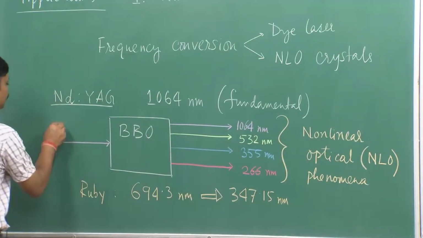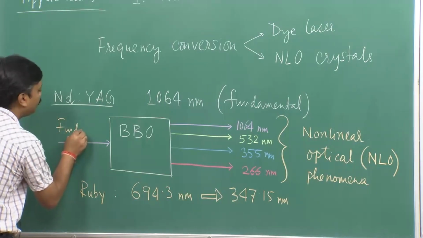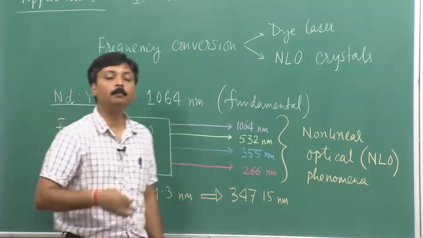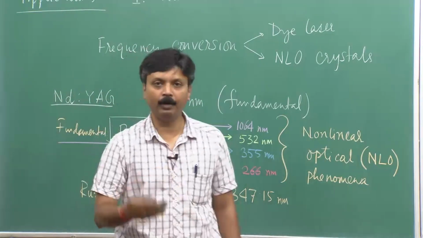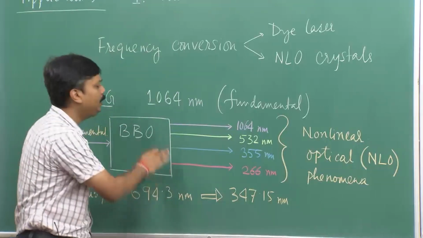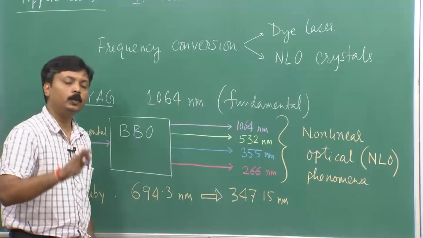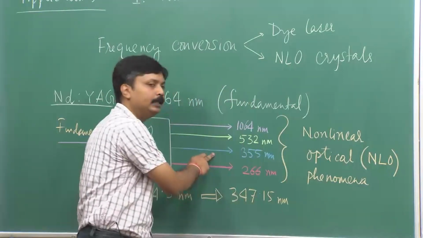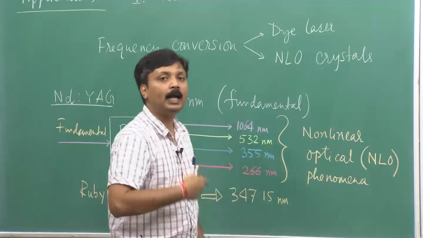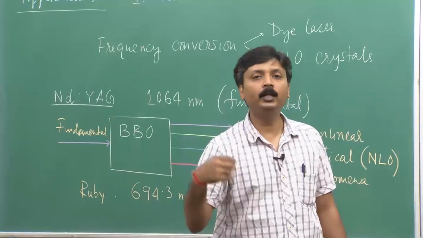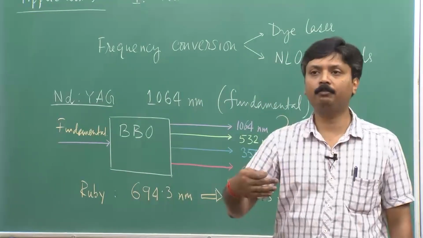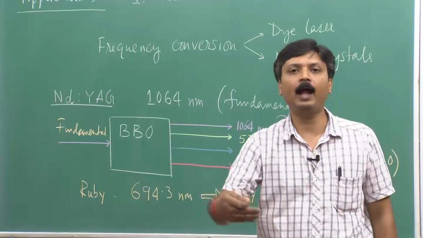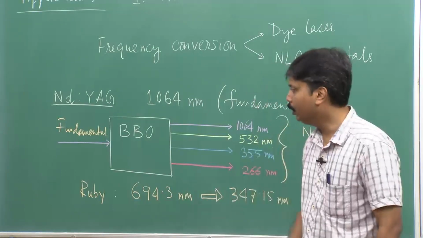So this is the fundamental, and whatever the output, whether harmonic or some other wavelengths, they will be just like a laser. Even though I do not have an active medium which can directly give me this laser wavelength, I can use another laser and this nonlinear optical material and frequency convert to achieve just another laser at another frequency.